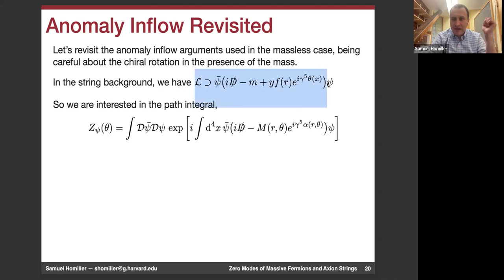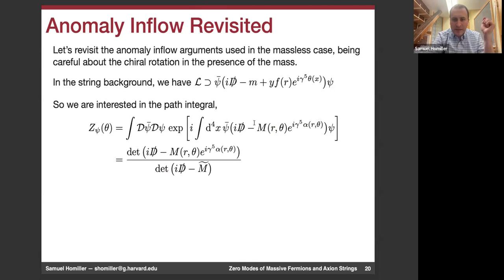So in the string background, my Lagrangian, the relevant part for the fermions, looks like this. And so again, I have the axion field here, the string profile, but I have the mass. And so I'm really interested in the path integral that I can write in this form. Here what I've done is I've taken this m minus y f e to the i gamma 5 theta piece, and I've rewritten that whole thing as one complex mass term that has an argument, a phase. And so you can just solve for what the argument of it is. I'm going to call that capital M, and what the phase is, I'm going to call alpha. Those are generic functions of r and theta.